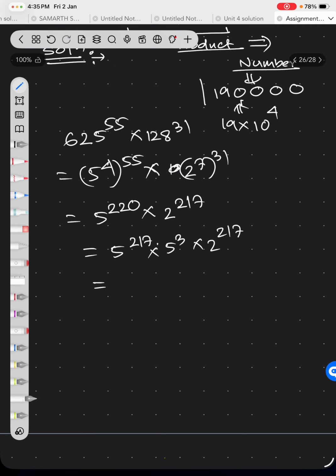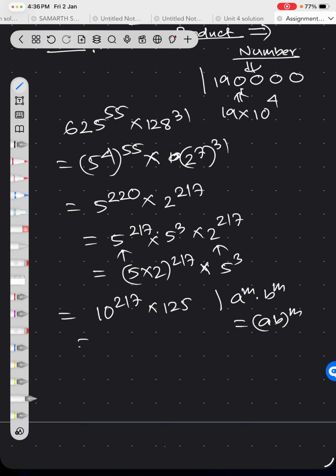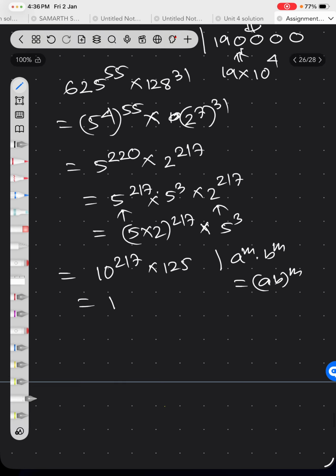So now we are going to combine 5 to the power 217 into 2 to the power 217. And how can we combine it? 5 into 2 whole to the power 217, and 5 to the power 3 is already here. This can be done by using the property a to the power m into b to the power m is equal to ab whole to the power m. Okay, so after doing so, we get 10 to the power 217 into 125.